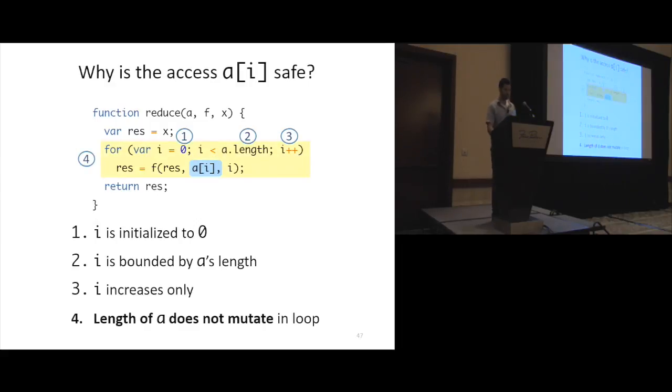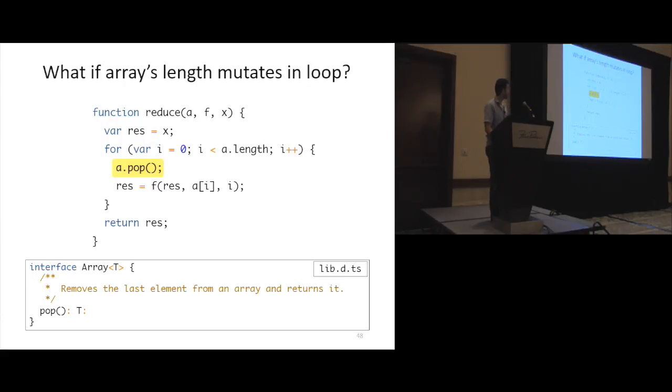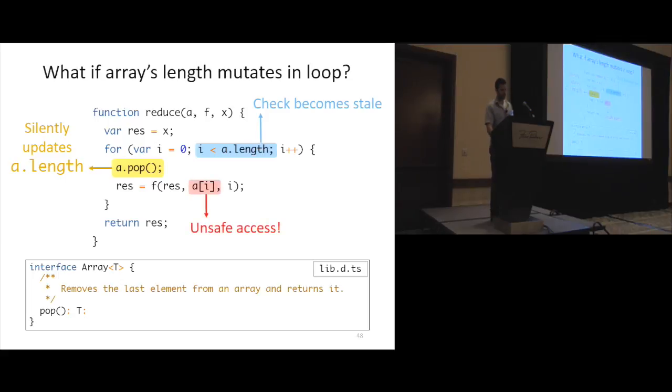But also there's a very crucial condition that says that the length of array A does not mutate in the loop. To see how this could break things, let's assume that we're actually trying to remove an element inside the loop right before the access by using the pop method. This method silently updates the length of A. And so the check that we did at the loop condition now becomes stale, and the access to the ith element is potentially unsafe. So the problem that we're facing here is that stale checks break value reasoning.